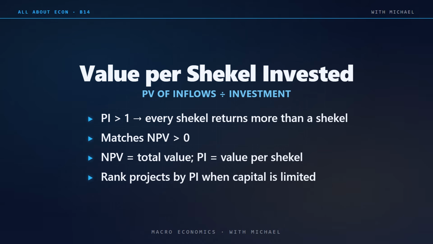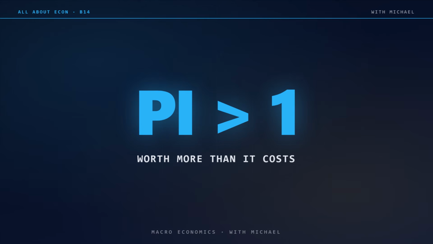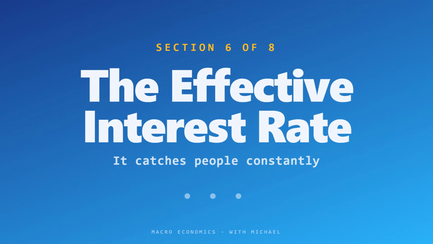But the PI shines when you have limited capital and must rank competing projects. NPV tells you the total value added, but the PI tells you the value added per shekel invested, the bang for your buck. When your budget is tight and you cannot fund everything, you rank projects by their profitability index to squeeze the most value from every shekel you have.